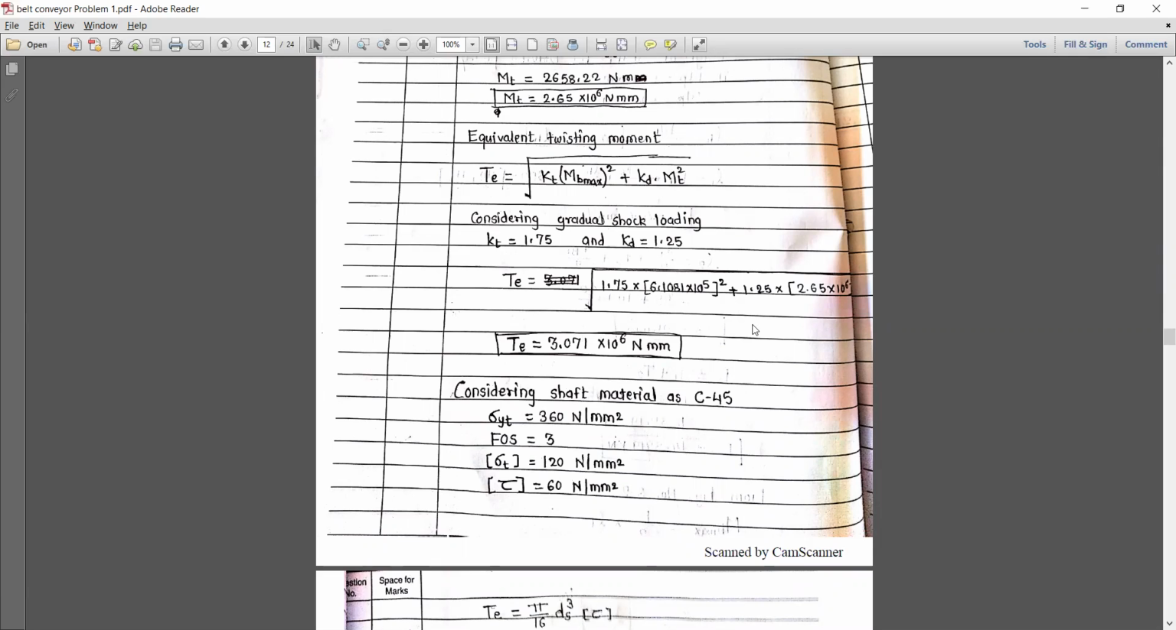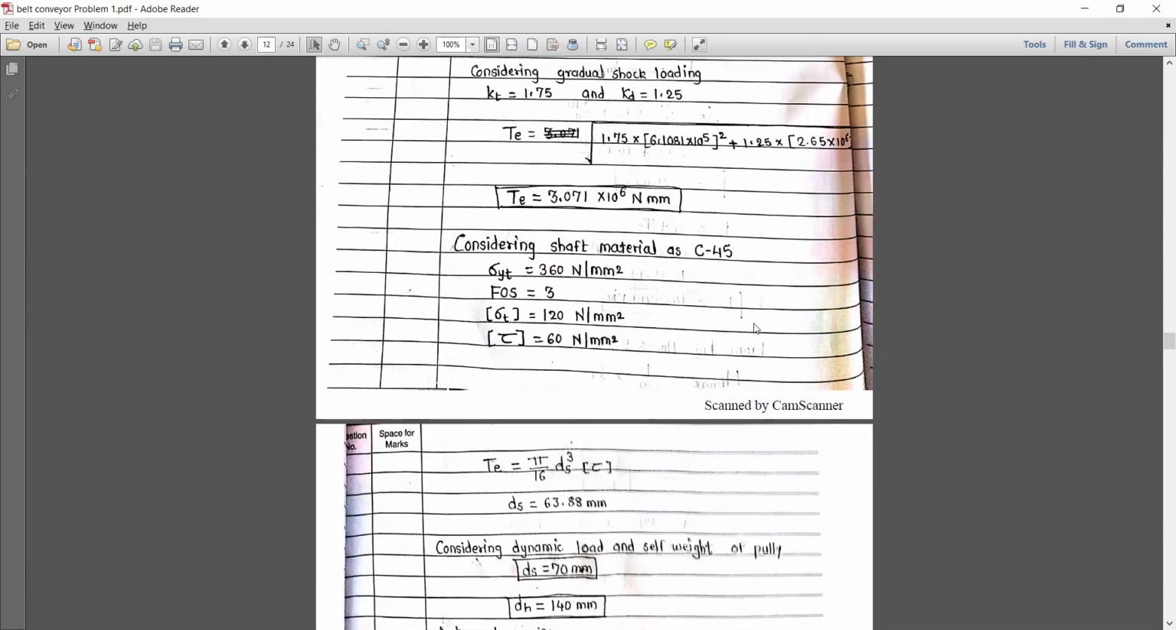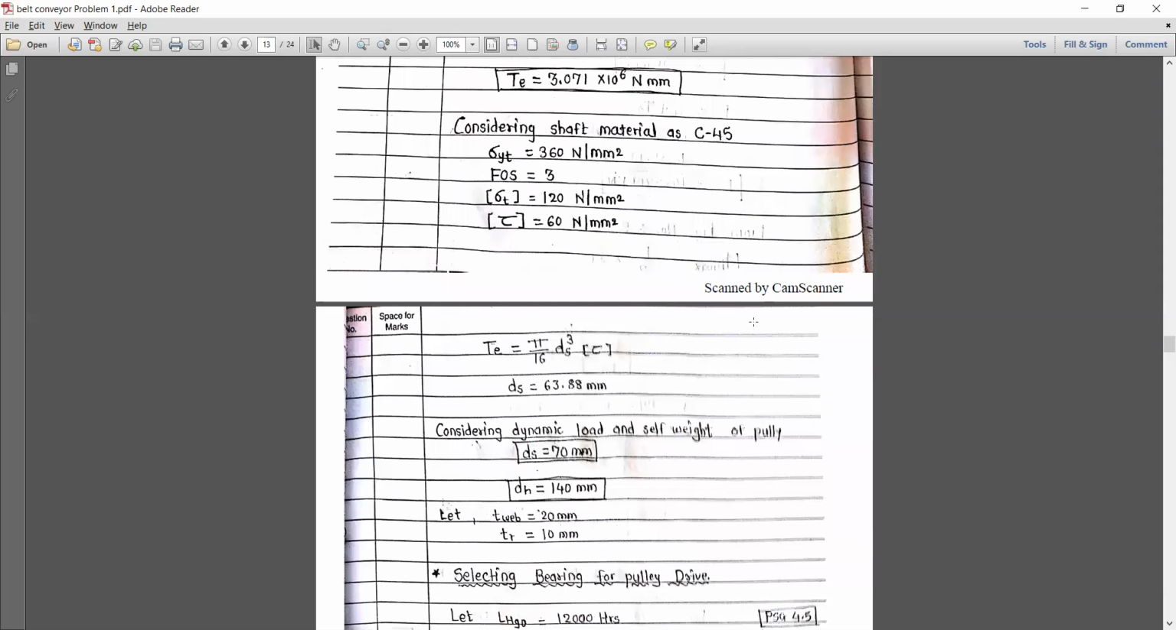Now we are going to design a shaft. For that, the material of the shaft is considered as C45. The values related to C45 are noted down over here. We calculated the working as well as design stresses. So T is equal to pi by 16 into d cube into tau. From that we calculated the diameter of the shaft, that is 63.88 mm.